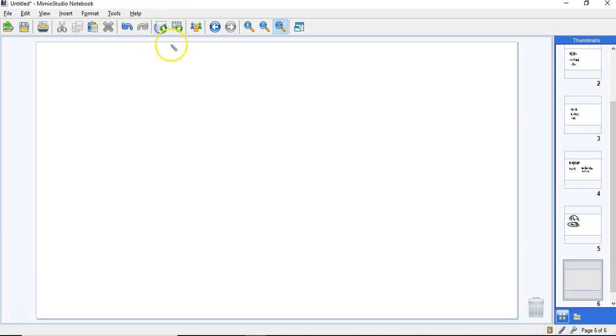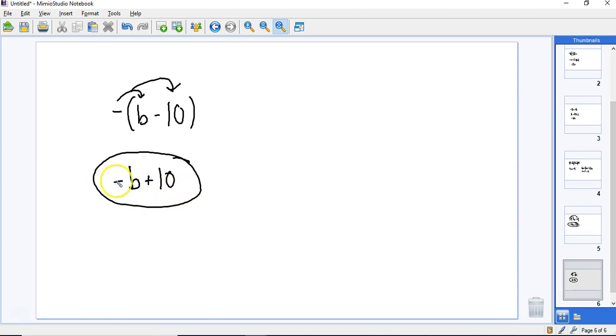Next problem. I've got a negative outside the parentheses and then b minus 10. So I'm going to distribute the negative to the b and to the negative 10. So negative times b would be negative b, and then negative times negative 10 would be positive 10. That is your answer because there are no like terms to simplify any farther.